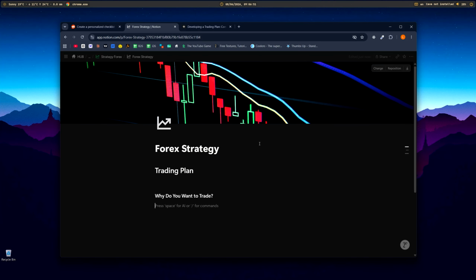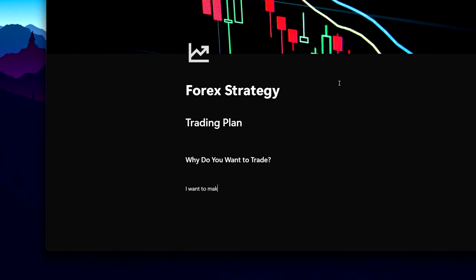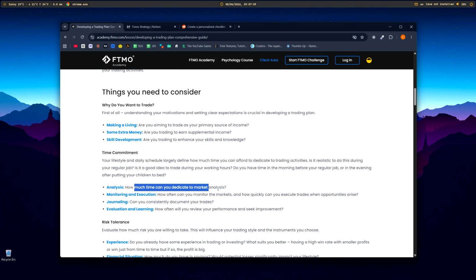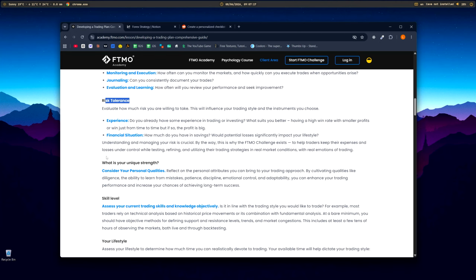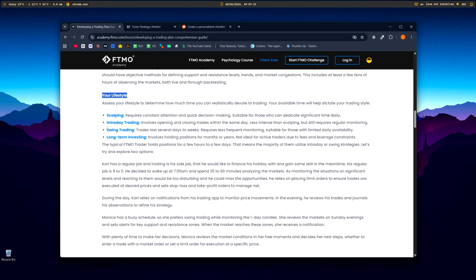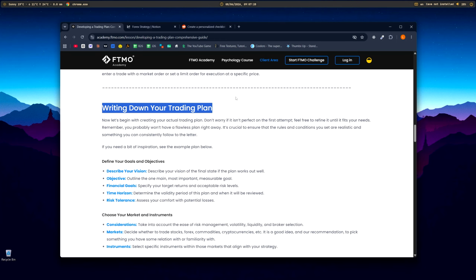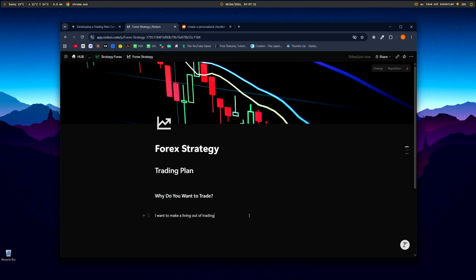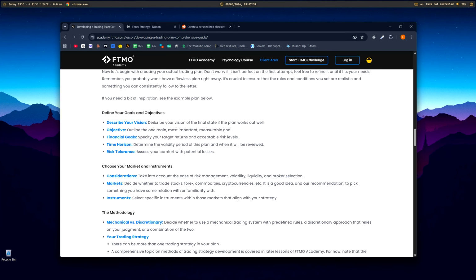Let's make it a title. I want to make a living out of trading. Then: how much time can you dedicate to market analysis, risk tolerance, what is your unique strength, skill level, your lifestyle. Okay, now writing down your trading plan. I delete all of this because I don't need it. So how do you write it?